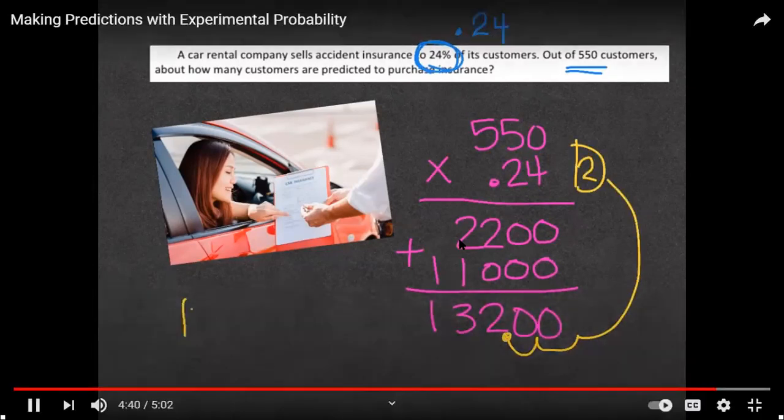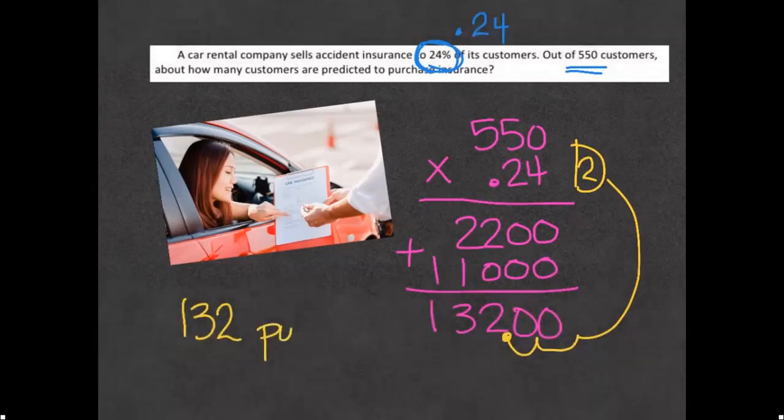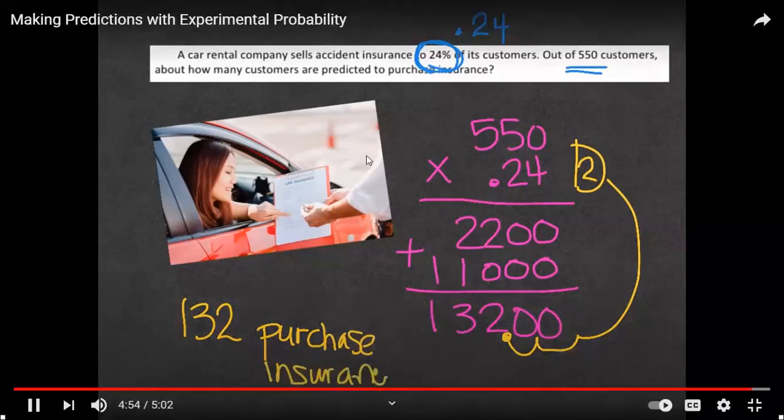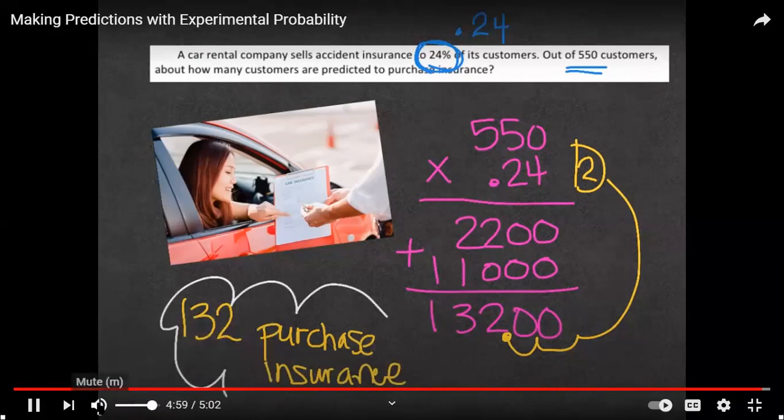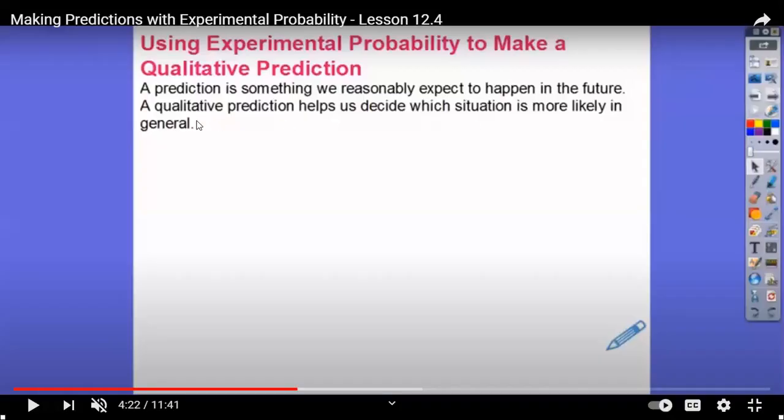So the answer will be what, grade 7? The answer is going to be 132. Very good. 132 will purchase insurance. So this is how we can use prediction with experimental probability to find the answer. Okay? Understood, grade 7?